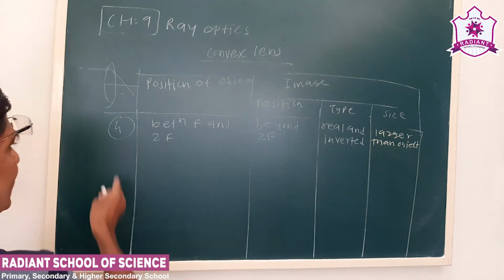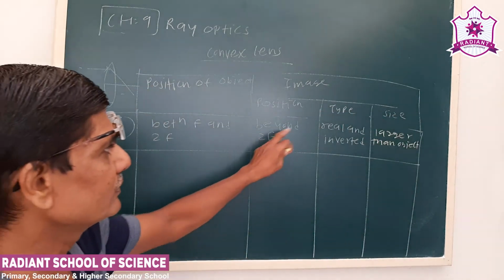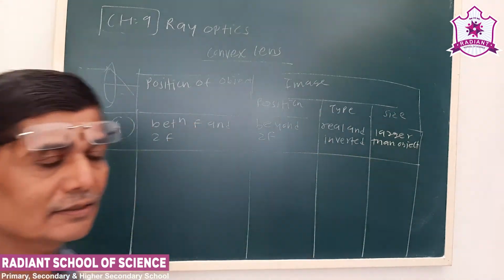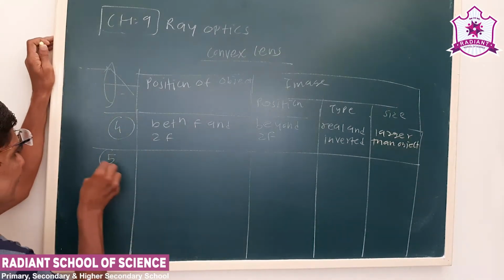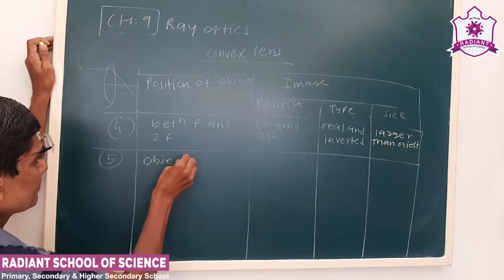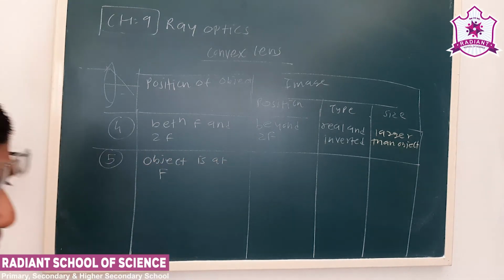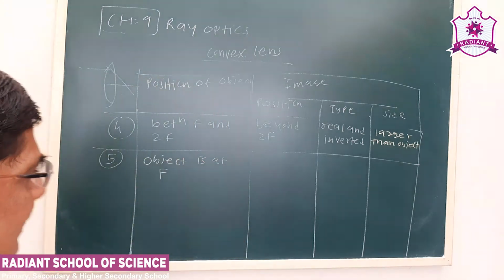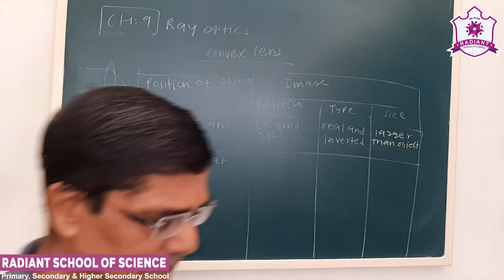Okay, when the object is between f and 2f, the image will be formed beyond 2f. It will be real and inverted, larger than the object. Now the object has again moved towards the lens. Object is at f. Now see the first condition we have seen, when the object was at infinity, the image is at f. It was real and inverted.